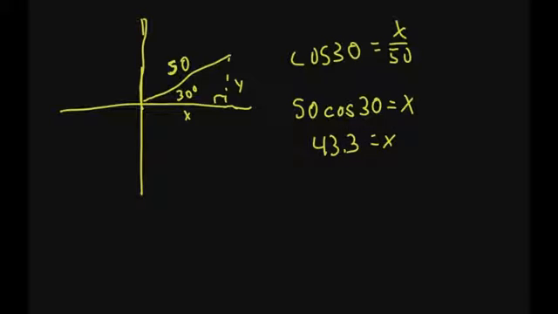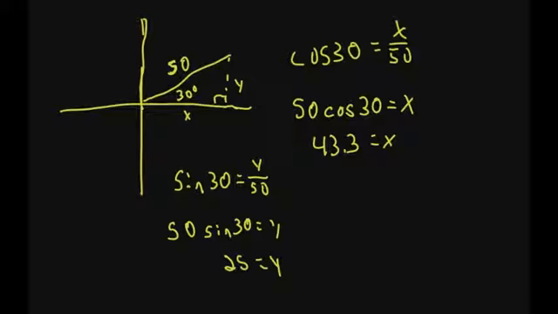And then to find our y, we're going to use the sine function. So the sine of 30 equals opposite, which is y, over our hypotenuse, which is 50. So here we would have 50 sine of 30 equals our y. Type that in the calculator, 50 sine of 30, and we'd get 25. So if we wrote this as an ordered pair, our ordered pair would be (43.3, 25).